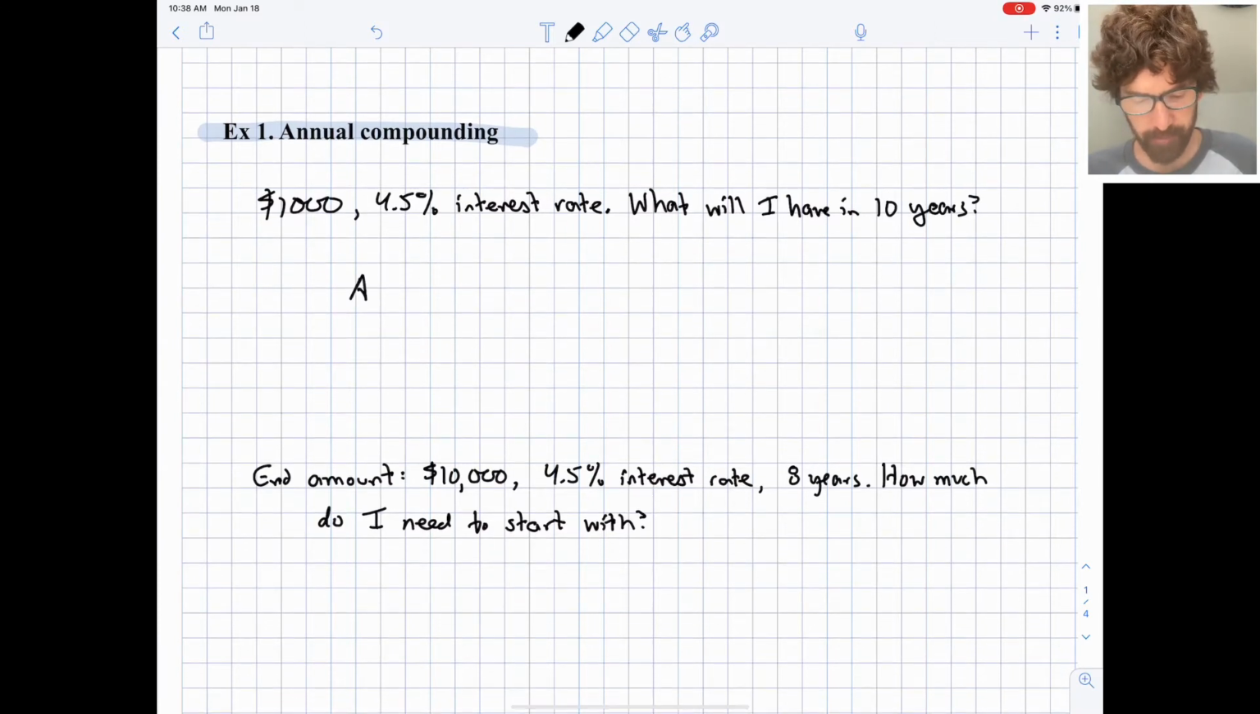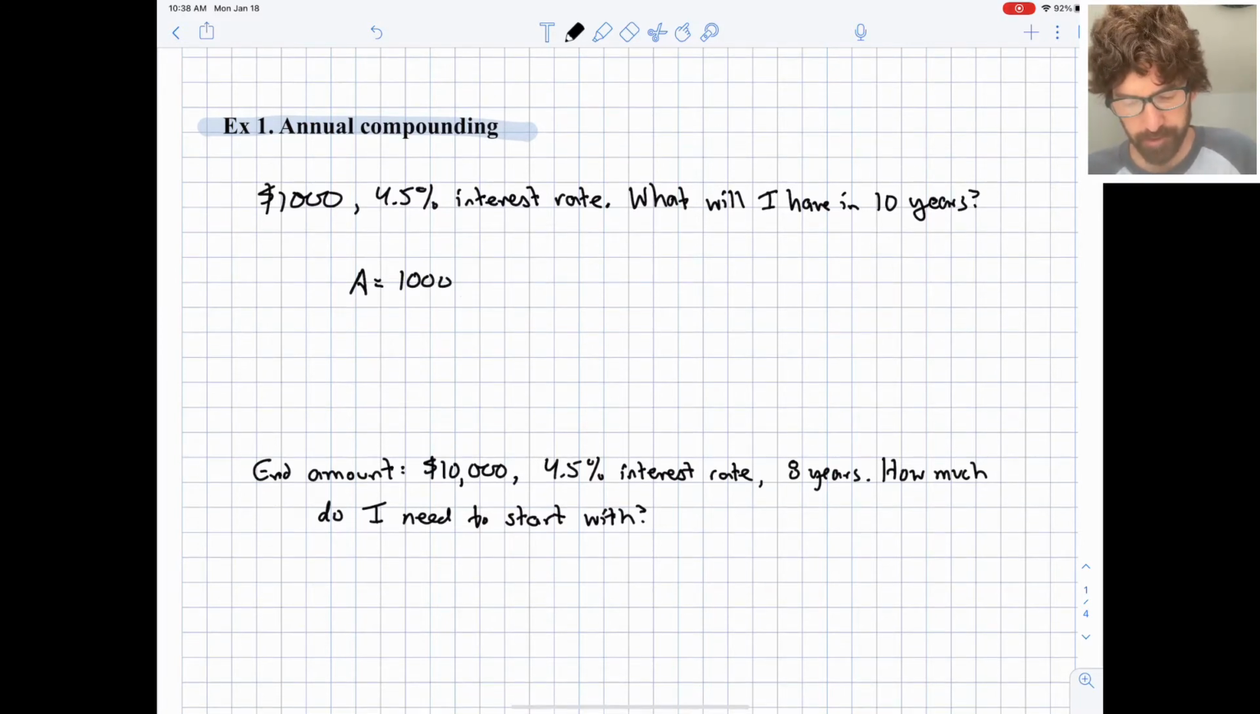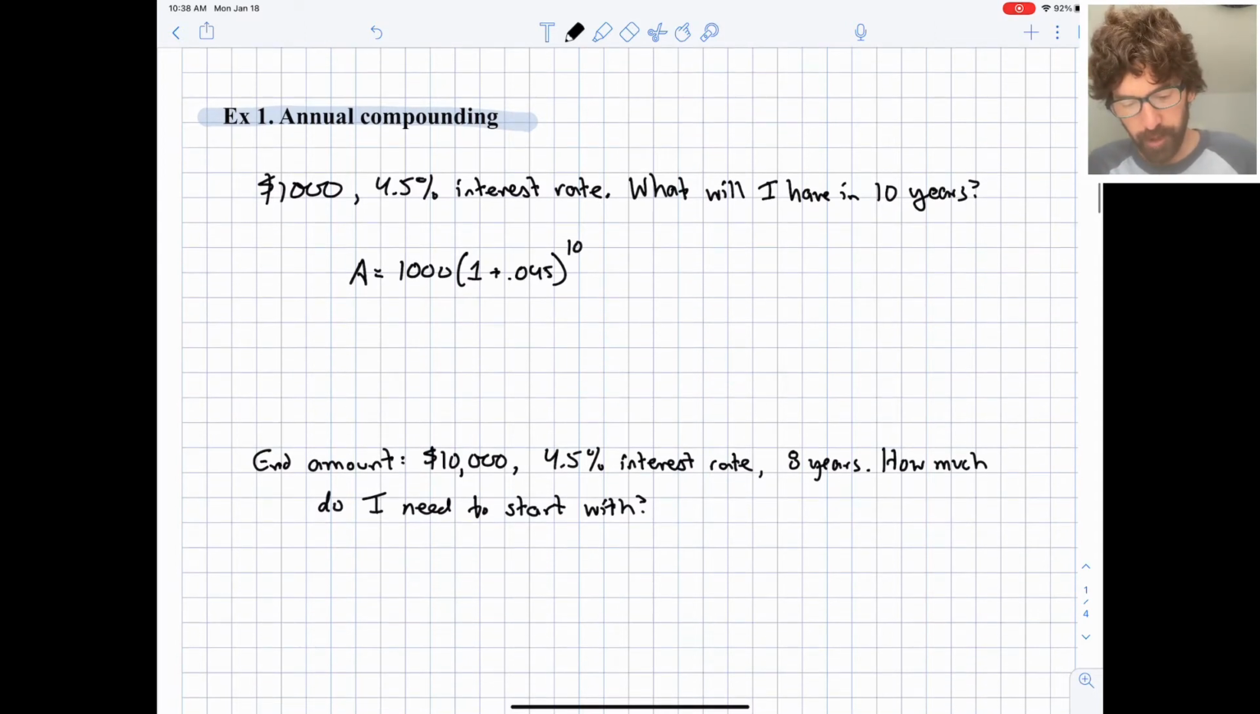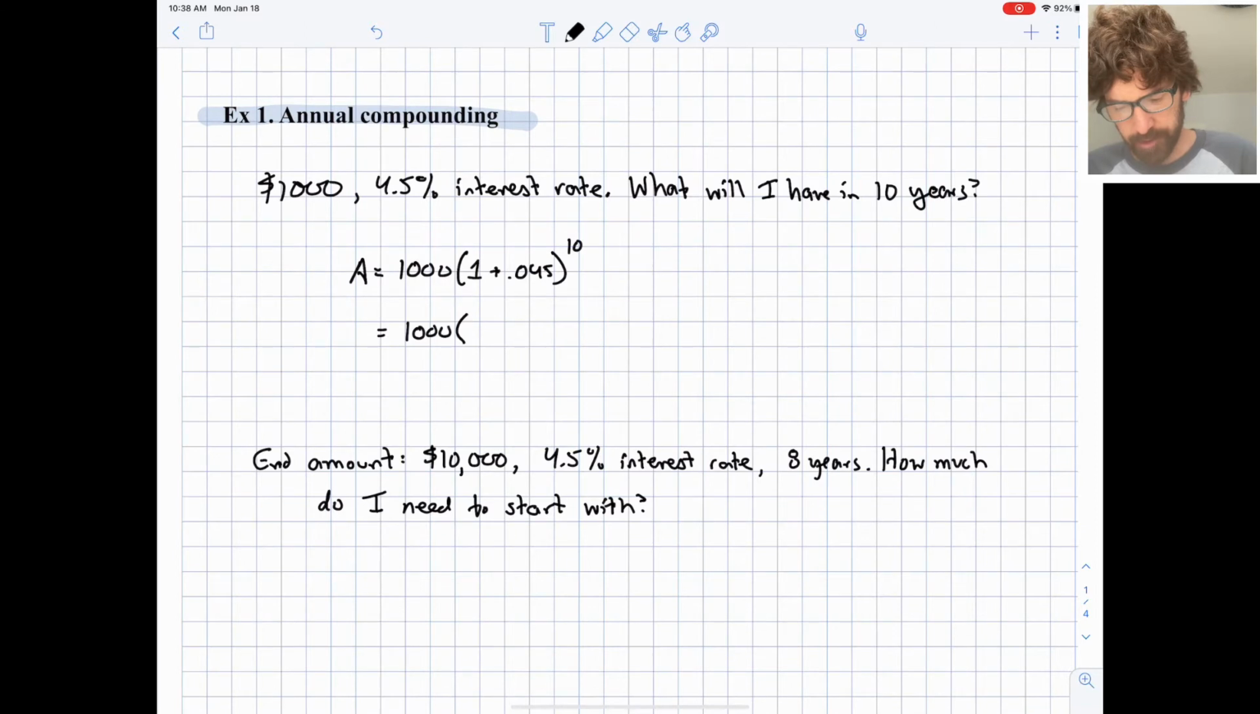A can just stand for the amount we'll have after a certain period of time. We're starting with $1,000. We need to do 1 plus 0.045, and then we're raising that to the 10th power. We're just assuming annual compounding at this point. You can type all this into your calculator. Even a basic scientific calculator should be able to do this pretty effectively and efficiently.